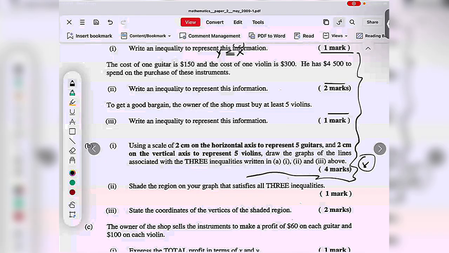All right, next one. So the cost of one guitar is $150, and the cost of a violin is $300. And he has $4,500 to spend on the purchase of these instruments. Write an inequality to represent the information. Anyone of my online students want to try this one? Who wants to try this one? $150 for a guitar. What would I write down for that?